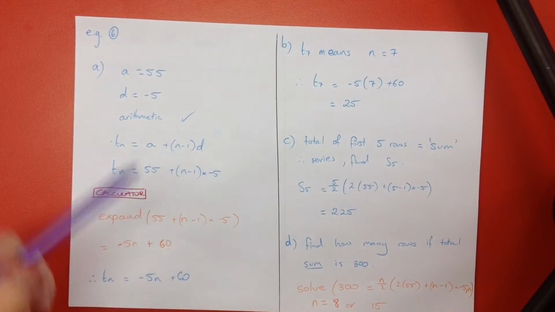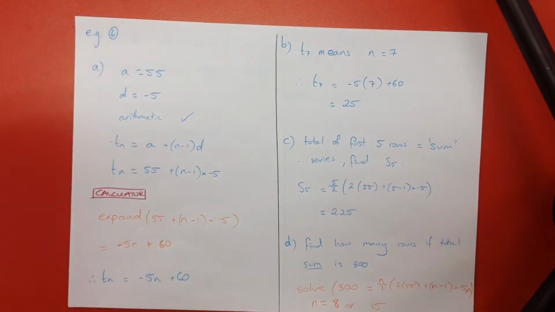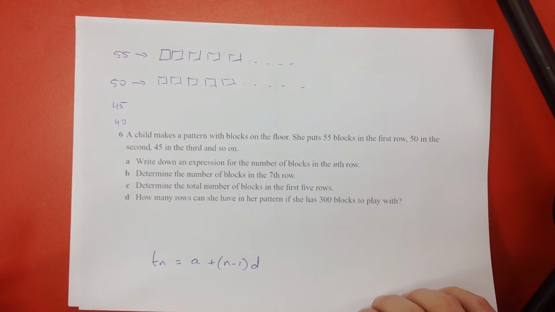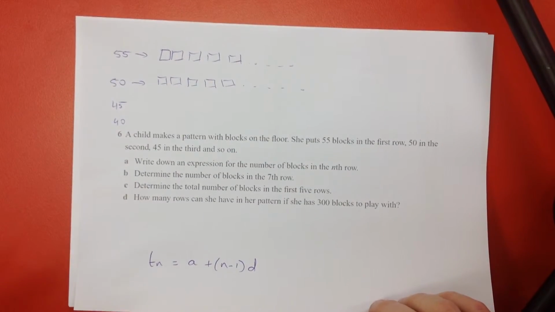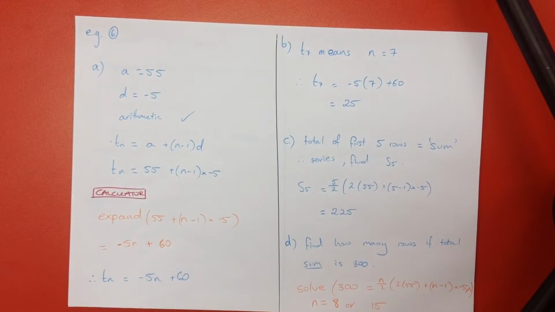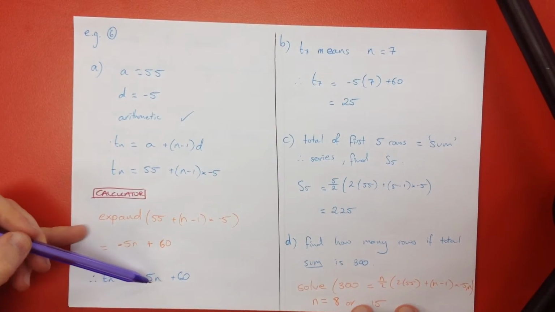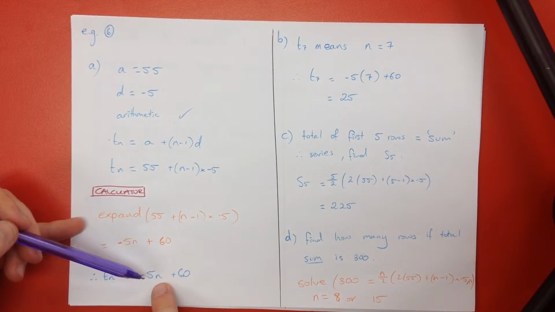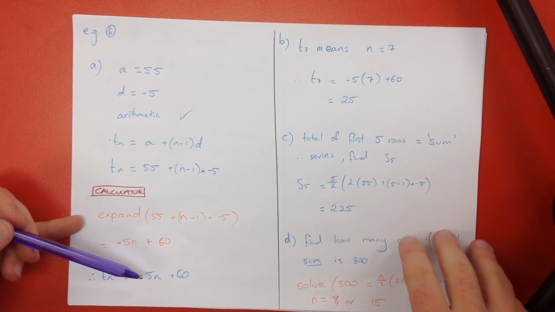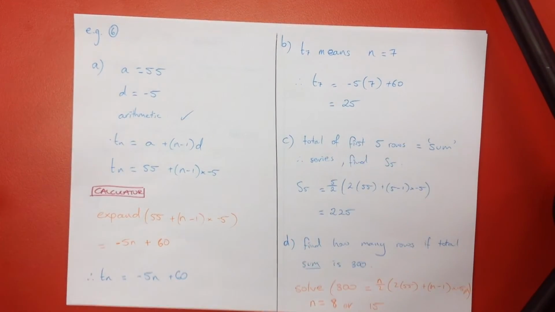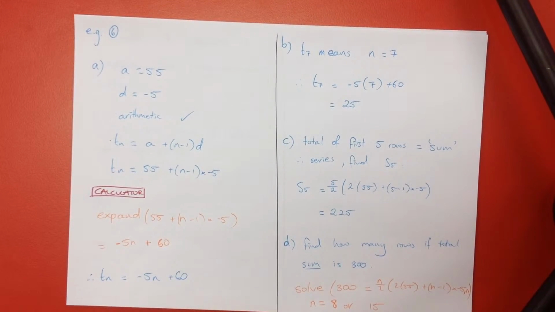Fantastic. So the next thing we're being asked to do, B, determine the number of blocks in the 7th row. So we're just looking for T of 7 really. I reckon you'd be pretty good at doing that by now. T of 7, and here's my formula, so I've gone negative 5 times 7 plus 60. That was 25. So the number of blocks in the 7th row is 25.